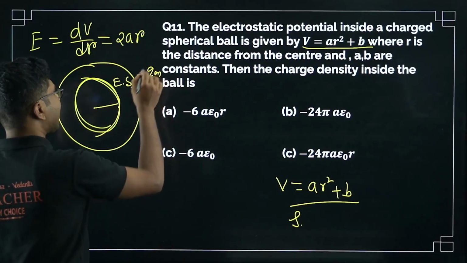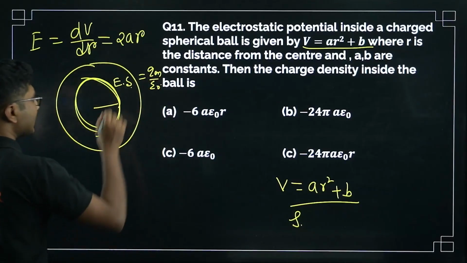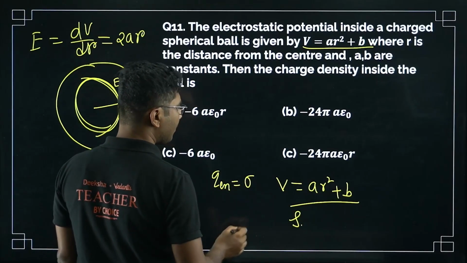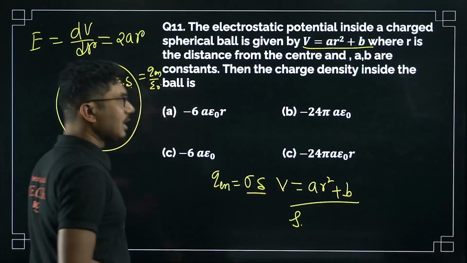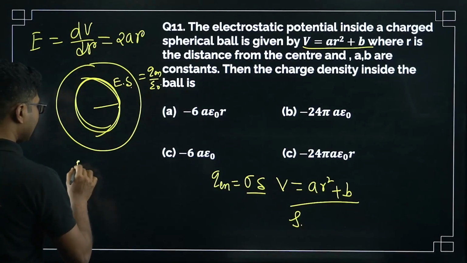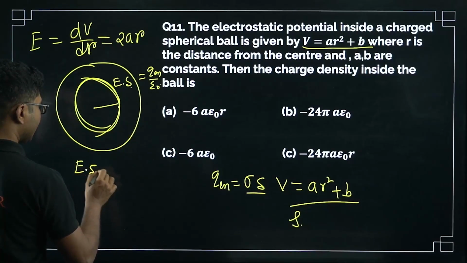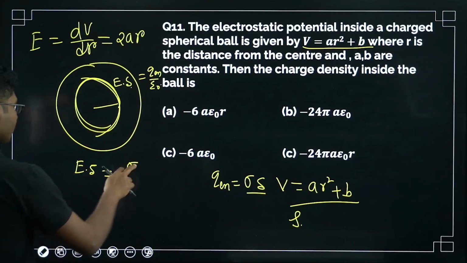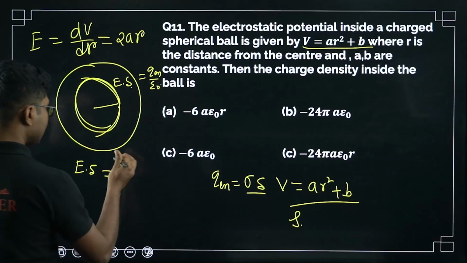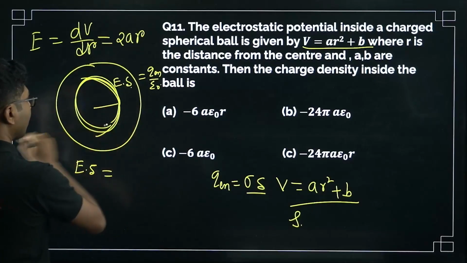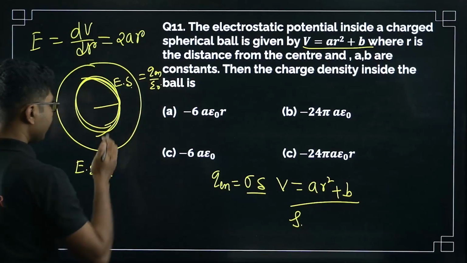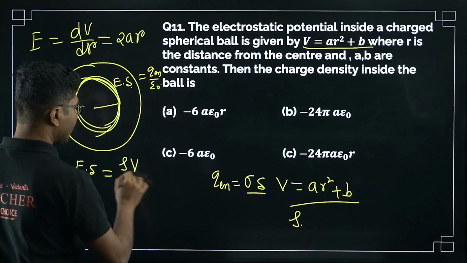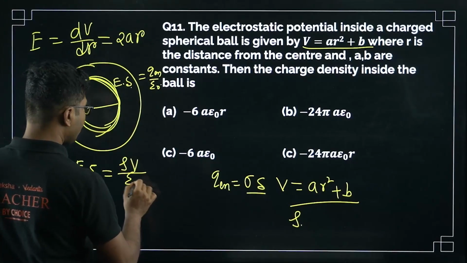So what is the charge enclosed over here? Charge enclosed is nothing but sigma into surface area. So from there we can say that electric field into surface area equals surface charge density into volume. Here it is the volume charge density, because the potential is changing with distance, you have to use the volume charge density: rho into V divided by epsilon naught. Now we have to put the values.